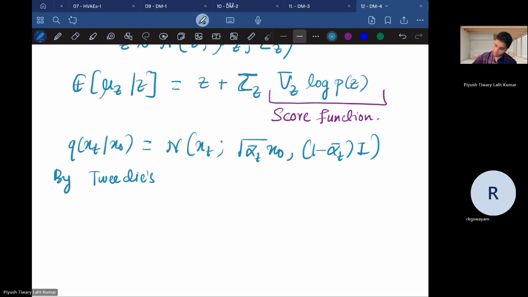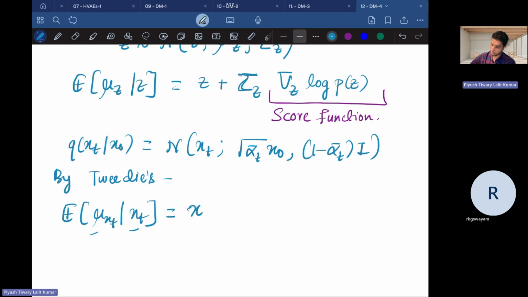by Tweedie's formula, we can use the formula, right? What will that tell us? It will tell us that the expected value of mu xt given x naught. So remember that, sorry, given xt. Today's formula tells you the expected value of the mean given a sample from the distribution. So given xt, what is the mean of the distribution? This thing is equal to xt.